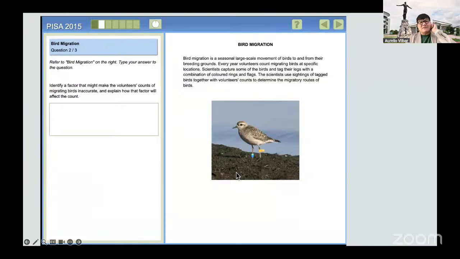Next, bird migration na naman. Identify a factor that might make the volunteers' count of migrating birds inaccurate and explain how the factor will affect the count. So, ano kaya? So, ano sa tingin nyo? Bakit kaya? Can we ask somebody?